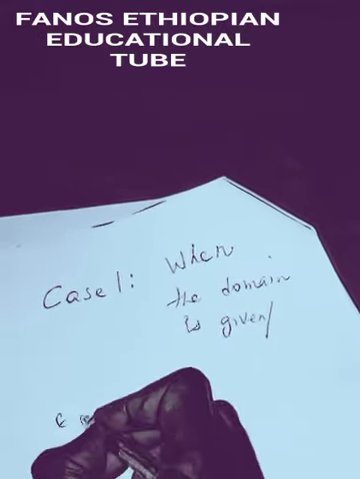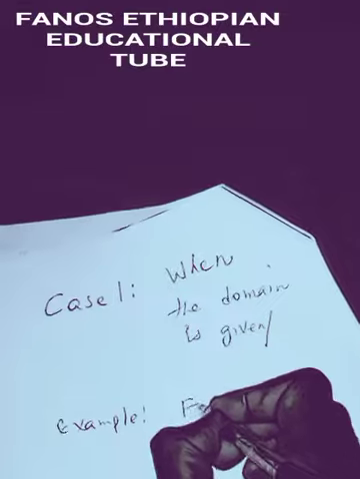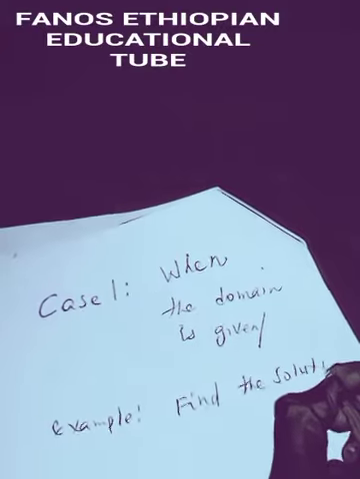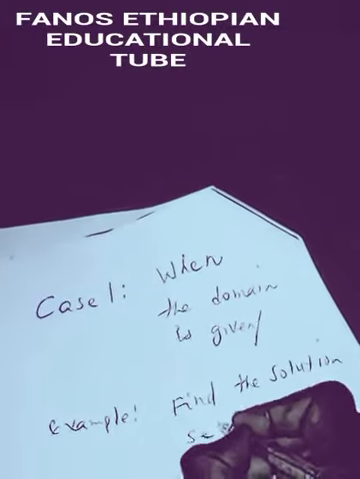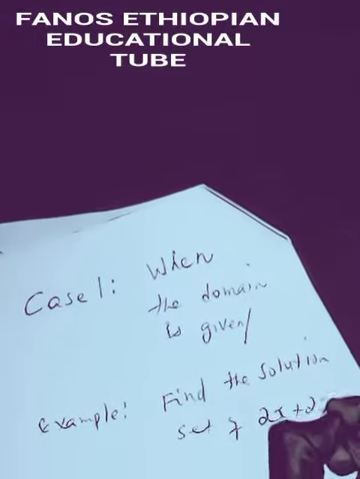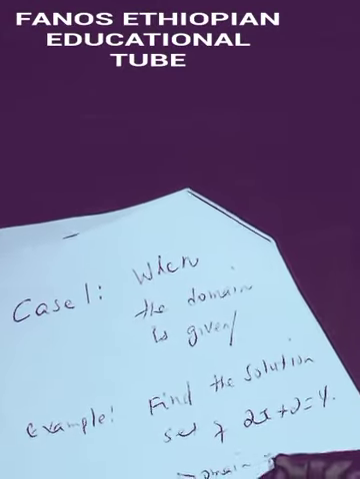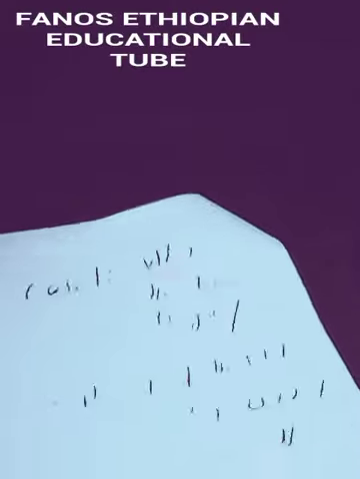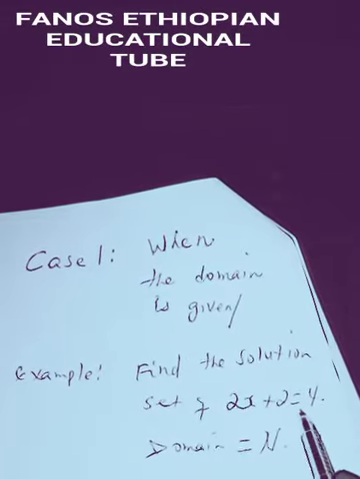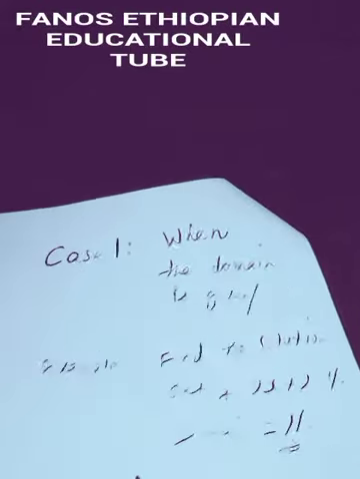For example, find the solution set of 2x plus 2 is equal to 4. Domain is a set of natural numbers. So we are given a linear equation which is 2x plus 2 is equal to 4. Again, we have restricted to this domain, which is a set of natural numbers.